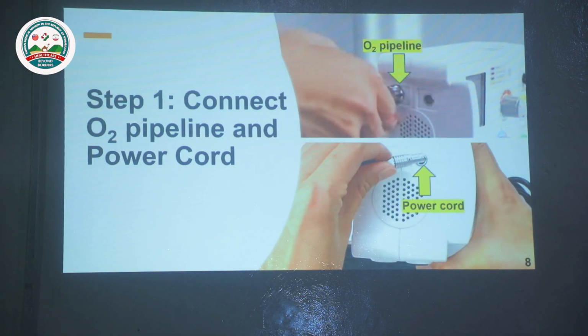Okay, so next I will talk about the step-by-step to use this ventilator. Step one is to connect the pipeline over here. Connect this pipeline to the oxygen cylinder, and also connect the power cord beside the O2 pipeline. So this is step one.